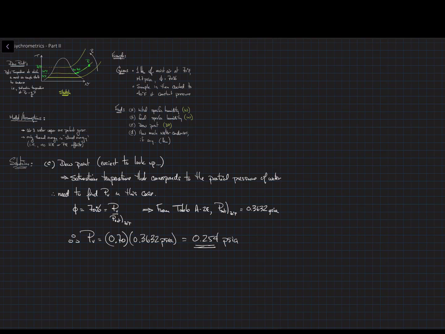And so therefore, that gives us readily the vapor pressure, the partial pressure of the water in the mixture, as 0.7 times that, or 0.254 psia. So now we know the partial pressure of the water, and we also know the saturation pressure of the water.